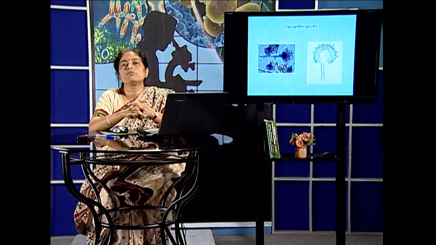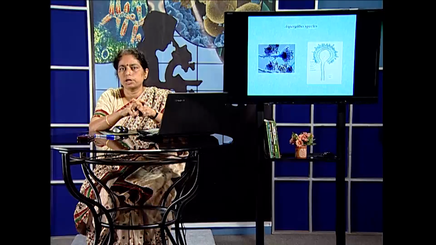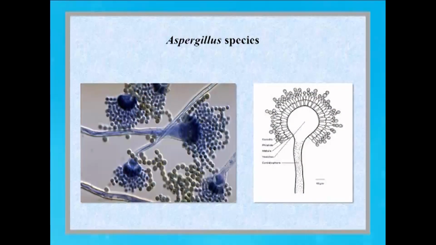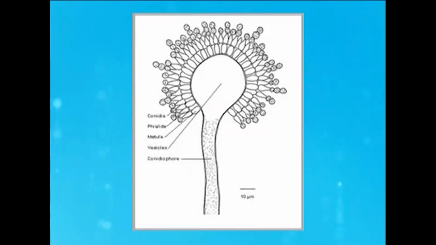Another genus of mold that is used for food production is Aspergillus. The characteristic feature of Aspergillus is the presence of a large vacuole in the center, and this vacuole is surrounded by phialides, and these phialides at the tip bear conidia.